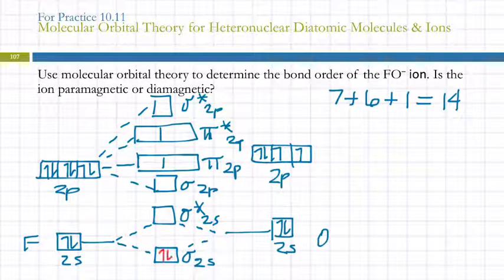So 1, 2, 3, 4, 5, 6, 7. The next one is going to take its own orbital. 8. Now they have to pair up. 9, 10, 11, 12, 13, 14.